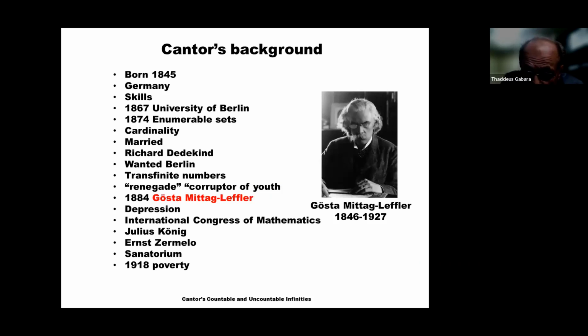And that was Gösta Mittag-Leffler. So between the years of 1874, when he made his paper here, to 1884, he had 10 good years of paper production. And he was friends with Leffler. Leffler ended up being a very rich individual. He had his own mathematical journal called the Acta, and Cantor used to publish his papers in it. And he was also very close friends with Leffler.